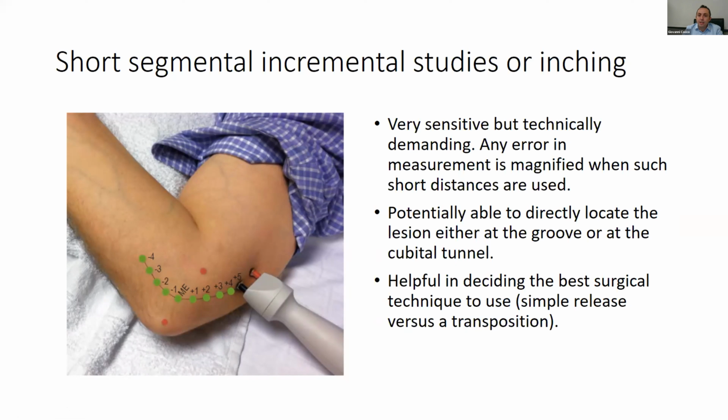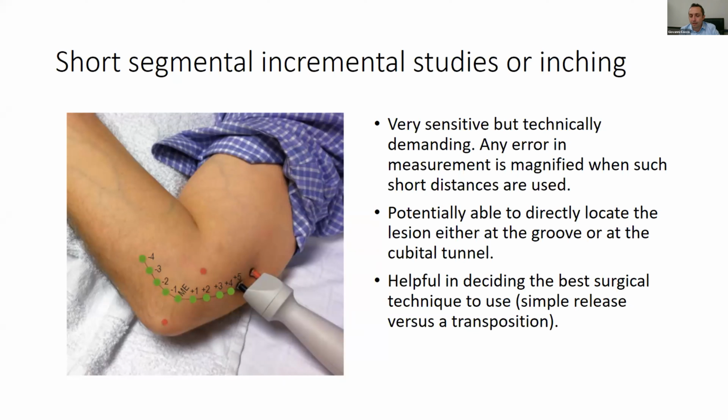And this is something which can help us to locate the lesion either at the groove or at the cubital tunnel. This is not just a simple academic interest, but it can help, for example, the surgeon, if a surgical option is considered, to decide, for example, between a simple release versus a transposition.